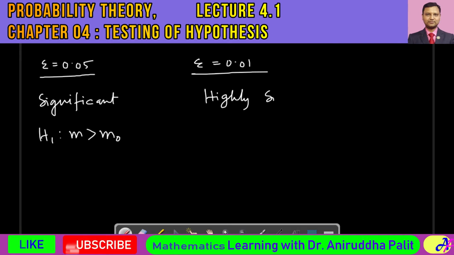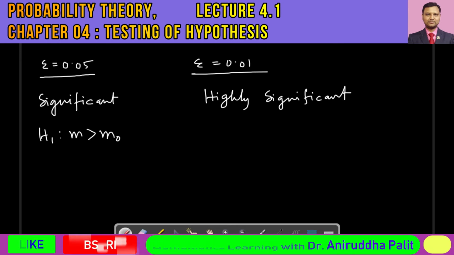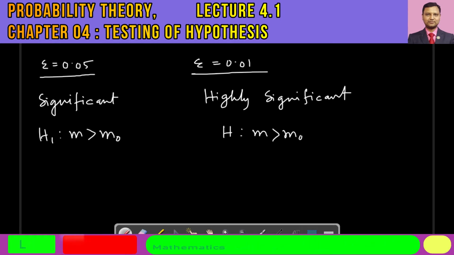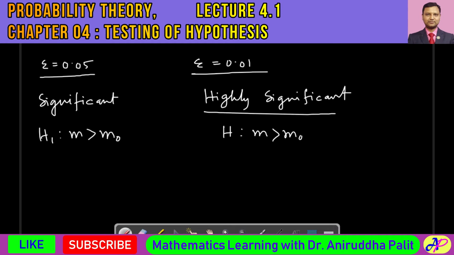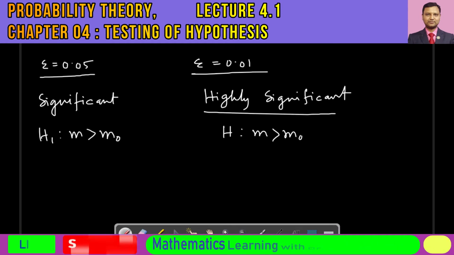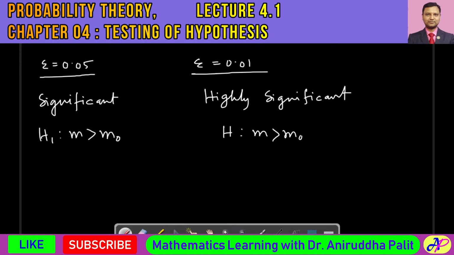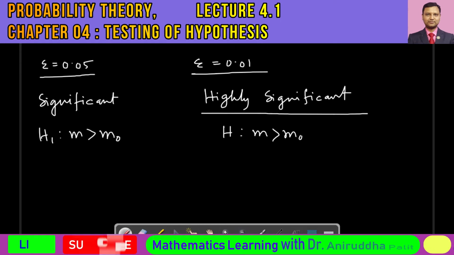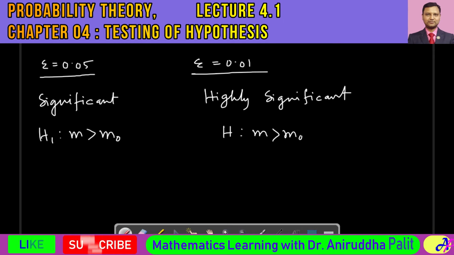Highly significant conclusion. That means if suppose we consider epsilon equal to 0.01, and in that case we accept the alternative hypothesis, we would say that we have highly significant reason to conclude that m is greater than m0. So in this way we make our conclusions. These are actually technical or mathematical terms, just in order to designate the level of significance.